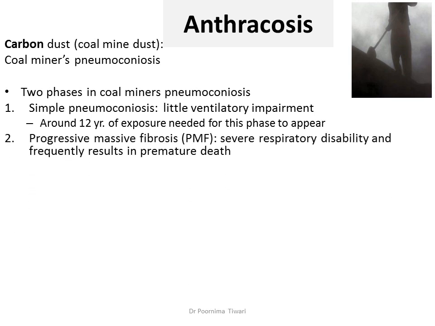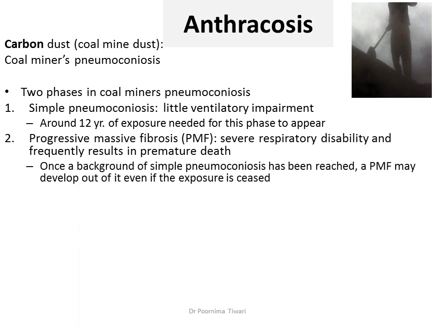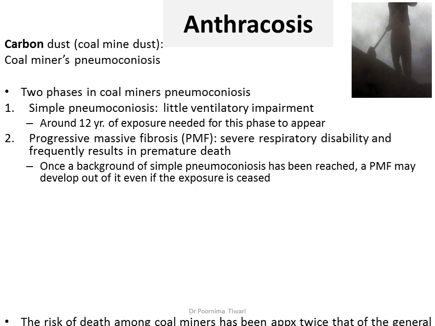The second phase is progressive massive fibrosis. Here fibrosis starts and progresses fast, leading to severe respiratory disability and frequently results in premature death. Once a background of simple pneumoconiosis, that is the first phase, has been established, progressive massive fibrosis may develop even if the person is no more exposed to coal dust or carbon dust.